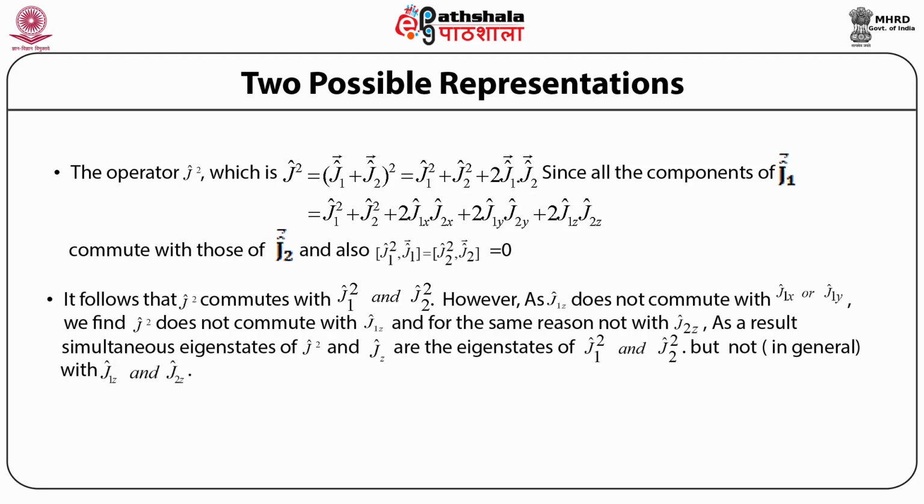And because of these observations, what we find is that the simultaneous eigenstates of the J squared operator, the square of the total angular momentum operator, and Jz, the z component of the total angular momentum operator, are the eigenstates of the J1 squared and J2 squared operators, the squares of the total angular momentum operators for the first and second particles, but do not in general have simultaneous eigenstates with the z components of the angular momentum operators of the first particle and the second particle.